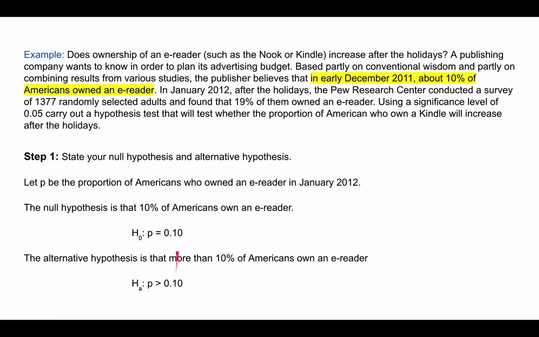So the null hypothesis is that we just have the same percent of Americans who own an e-reader after the holidays as before, and then the alternative hypothesis is the number has increased. So we have more. The proportion of people who own an e-reader after the holidays is actually bigger than 0.10, how much it was before.